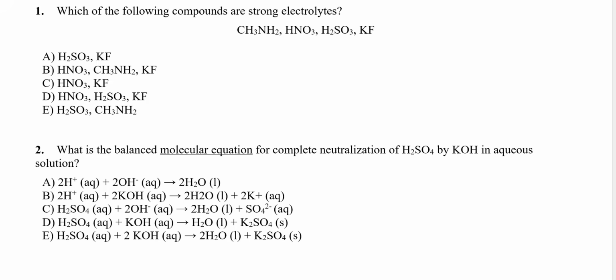Hello everyone, here is the test review 2 for General Chemistry 1. For question number 1, we would like to find which one of these compounds is a strong electrolyte. To identify a strong electrolyte, we need to find strong acids, strong bases, and also ionic compounds that are soluble in water.